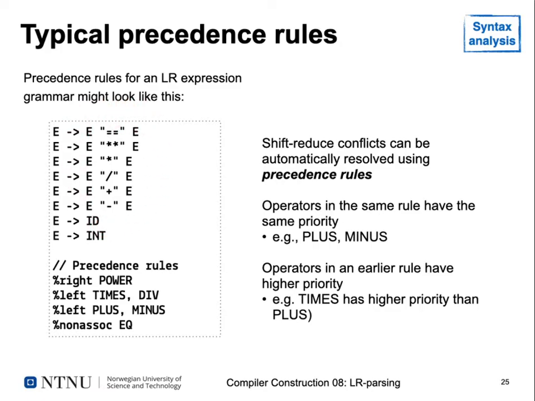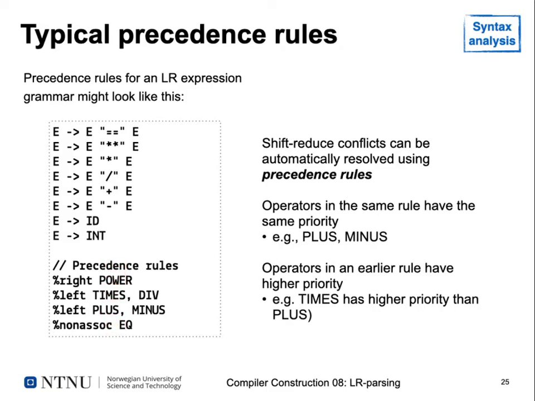So the precedence rules might be derived from arithmetic rules like this. You have a right precedence for the power operator here. You have a left precedence for multiplication and division. You have then a left precedence for plus and minus. And then you have a non-associative operator equals, which can be switched around. So the precedence rules are actually interpreted in the order that they are written in the grammar.